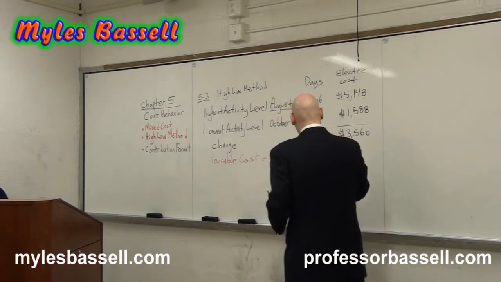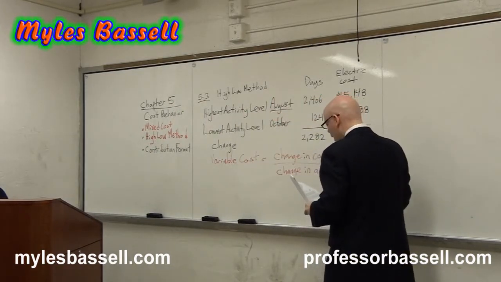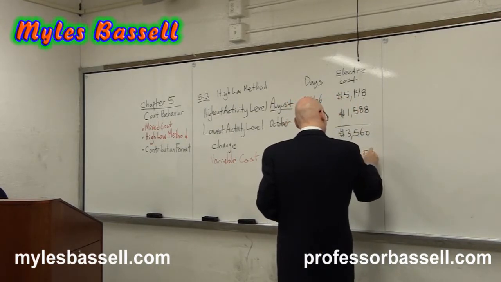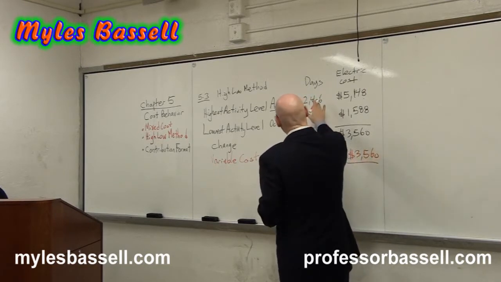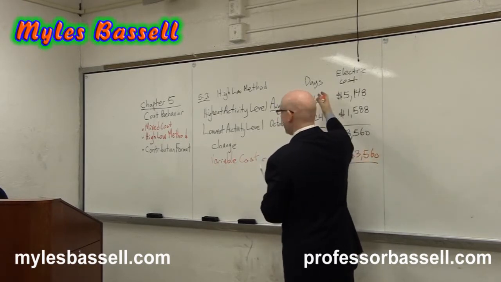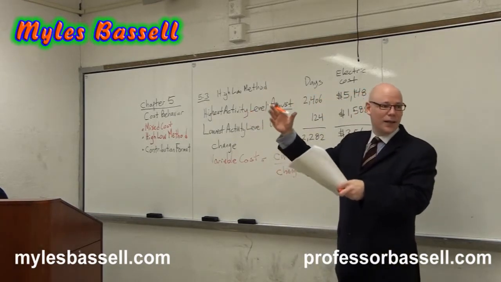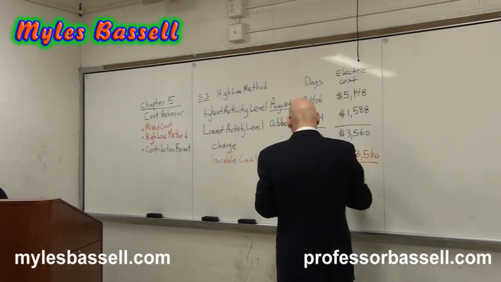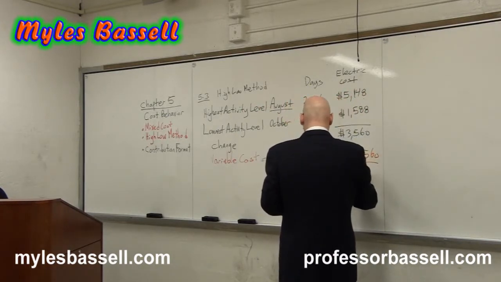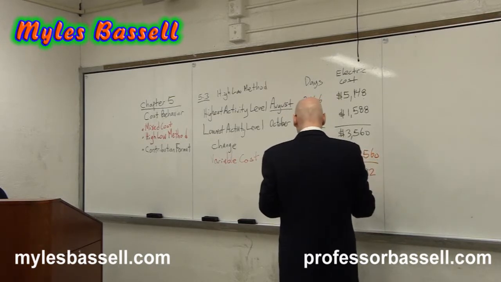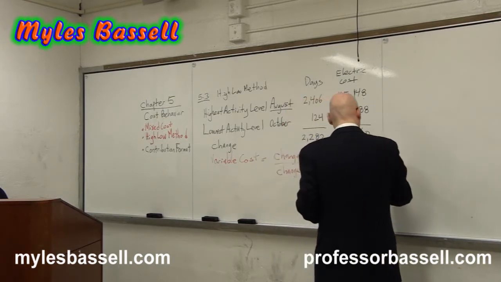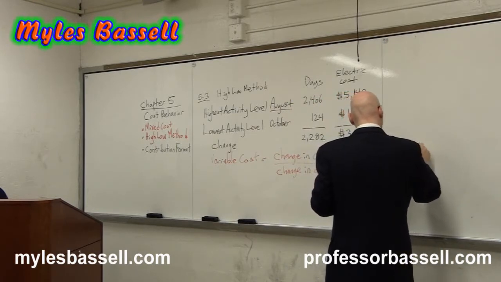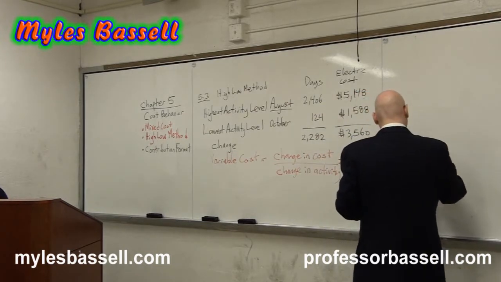All right. So the change in cost we calculated as 3,560. And the change in the level of activity, for this business, is the occupancy days, which we said is 2,282 days. And that gives us $1.56 per day, per occupancy day.